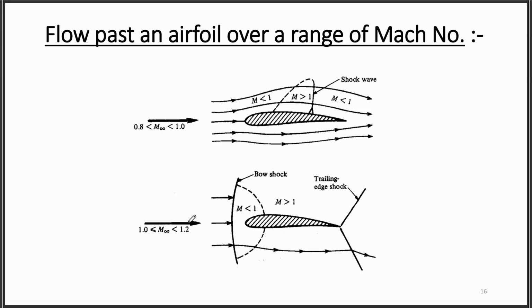But if the Mach number is greater than 1 initially, then one bow shock will form in front of the body. After that, the flow will become subsonic, but again it can become supersonic on top of the body, due to which there will be a trailing edge shock, which will make the flow go in one direction again.